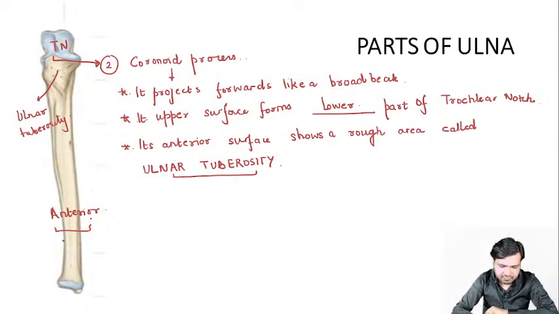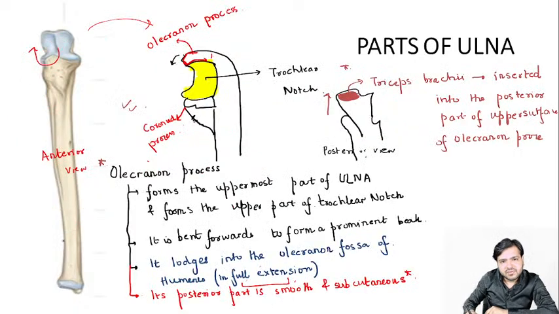and just over here in this diagram, this is the structure which will show in the lateral or side view. You will be finding a structure anteriorly, that is the ulnar tuberosity.